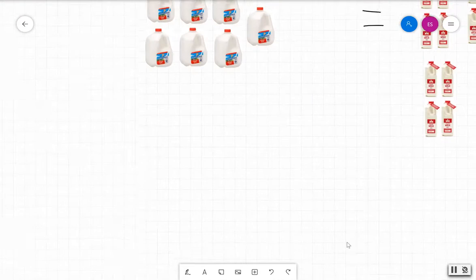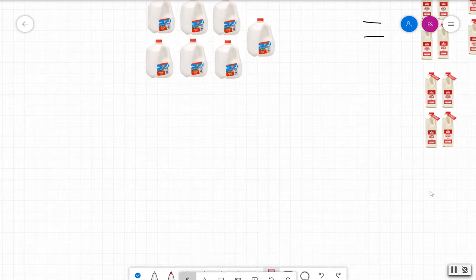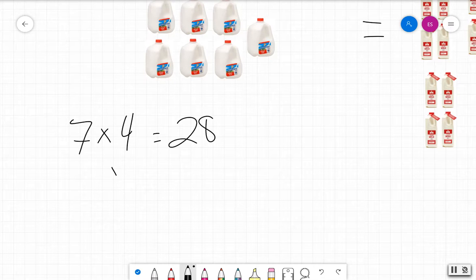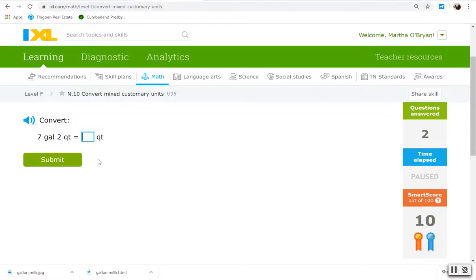So if I want to do that out in numbers, it's actually pretty simple. All I need to do is take 7 gallons and multiply it by my conversion unit, which is 4, to get 28, and then add that 2 quarts onto the end to get 30. So here we have 7 gallons and 2 quarts is going to be equal to 30 quarts.